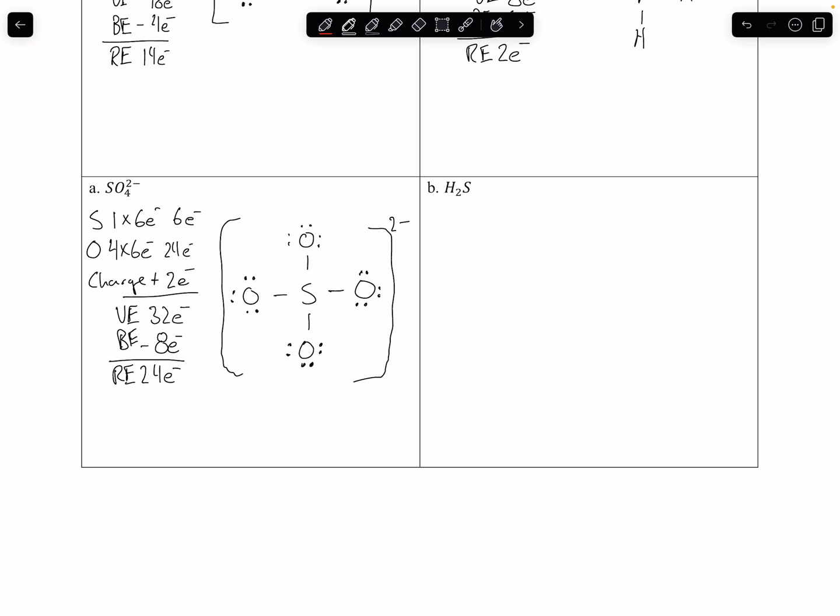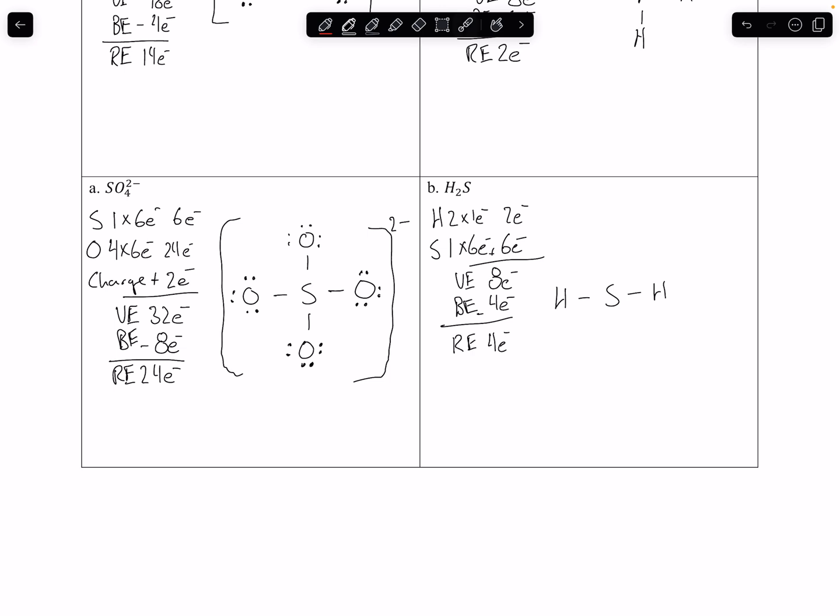So H2S, we can do something similar again. We do sulfur in the middle, because there's 1 sulfur and 2 hydrogens. So sulfur goes in the middle. And then I've got hydrogens, there's 2 of those, times 1 electron each. Sulfur, there's 1 of those, times 6 electrons. So it's 2 and 6. No charges, so we just add those up. That's 8 electrons. Those are my valence electrons. I used 4 bonding electrons. So I subtract those, and then I have 4 remaining electrons.